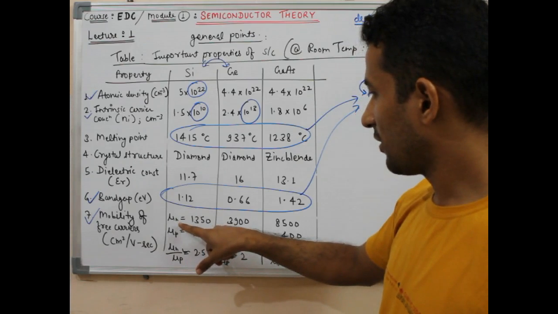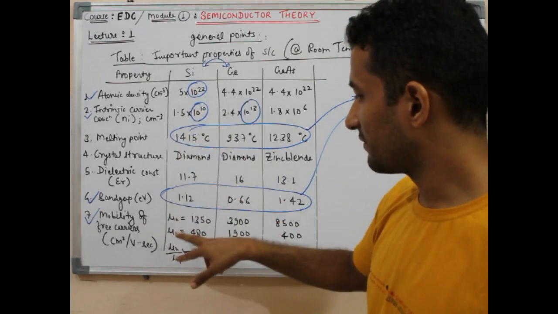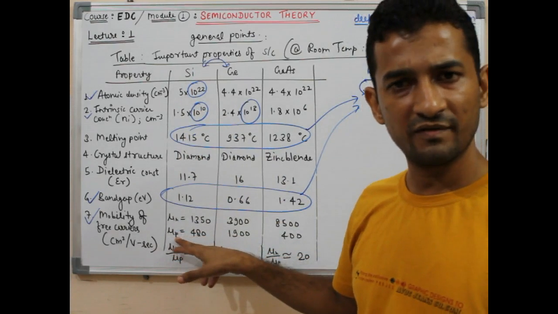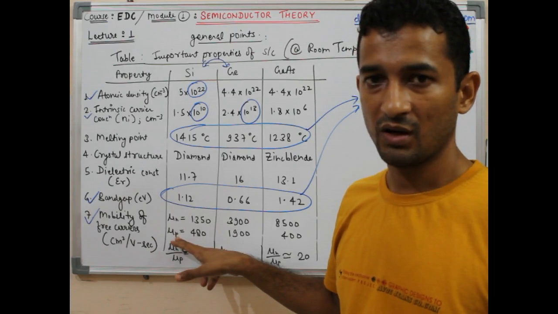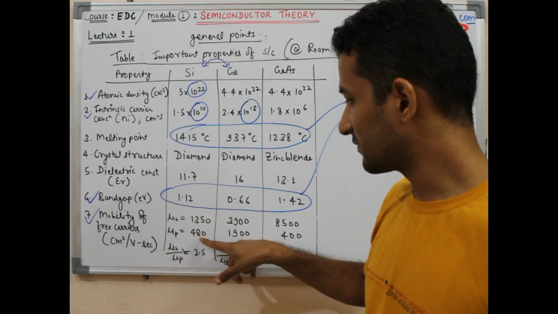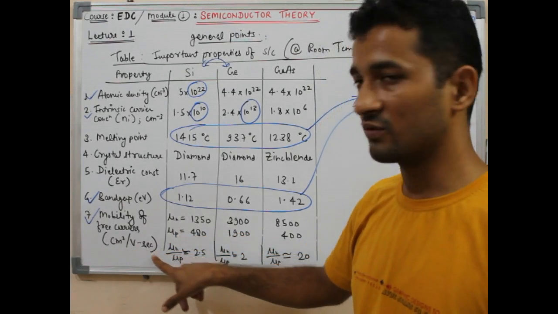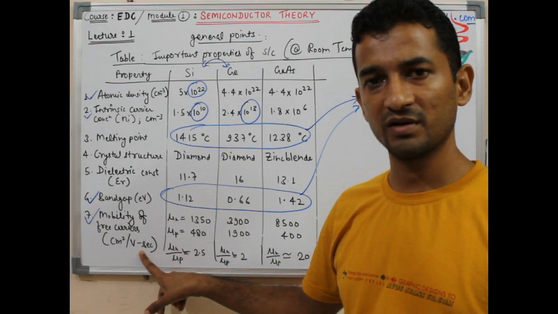So the mobility of free electron in silicon is this. The mobility of free hole, because only free electrons and free holes can conduct, so the mobility corresponds to the free carriers only. So for free hole the mobility is 480 centimeter square per volt second. The unit is also very important. In most of the public sector examinations it has been asked.